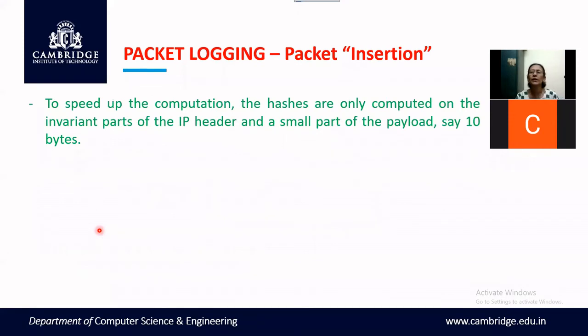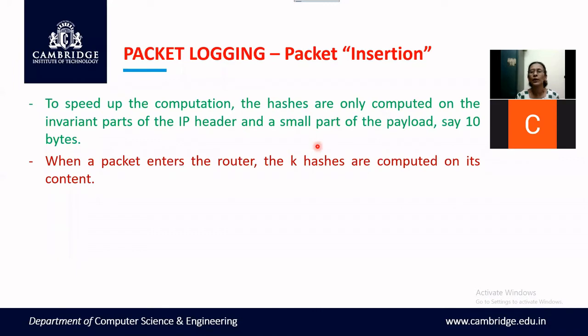To speed up the computation, we do not take the hash of the entire packet. We only take some invariant parts of the IP header, such as source address and destination address, and a small part of the payload, say only 10 bytes. We are not going to take the hash of the entire thing, so the computation time for the hash gets reduced.